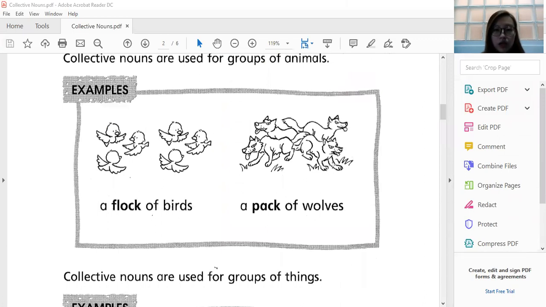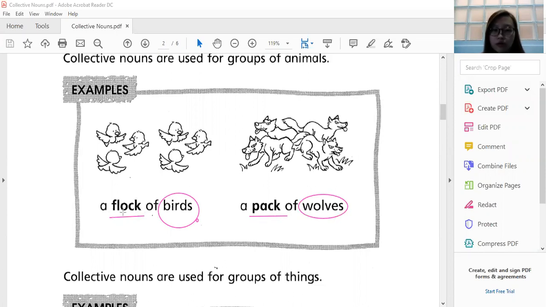Looking at groups of animals, we will have a flock of birds. We have more than one bird, so we will use a flock of birds. And if you have more than one wolf, we will say a pack of wolves. To take note, whenever you put people, animals, or things in a group, they must be in plural form. Plural form means there is more than one.